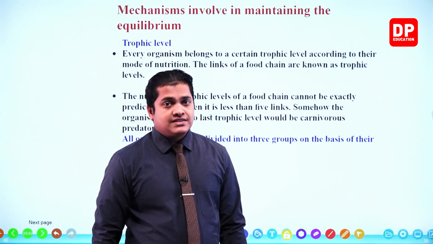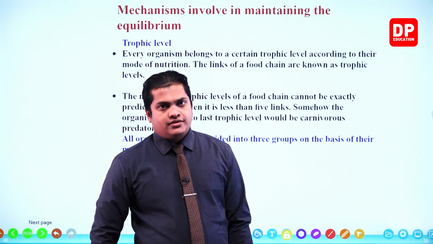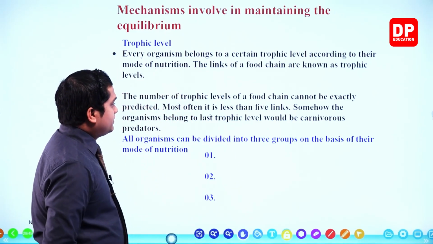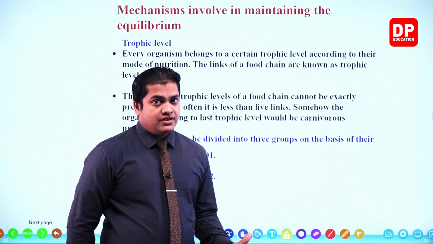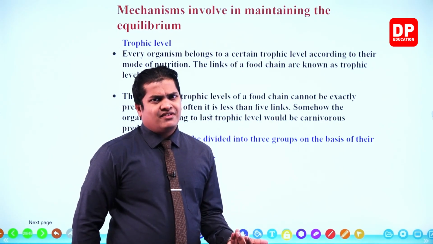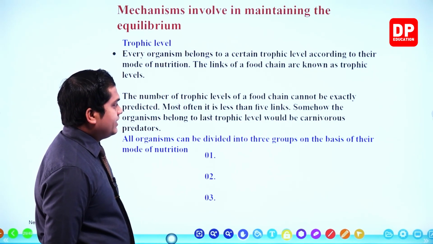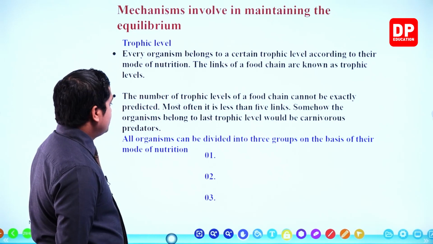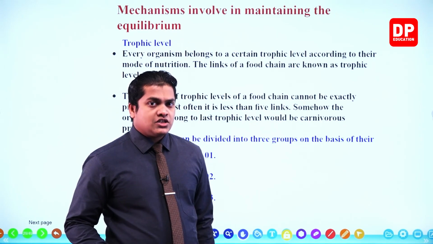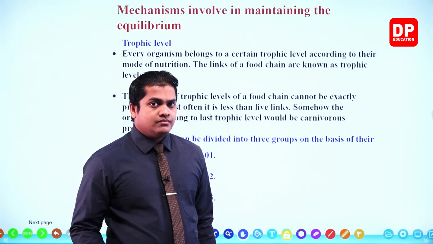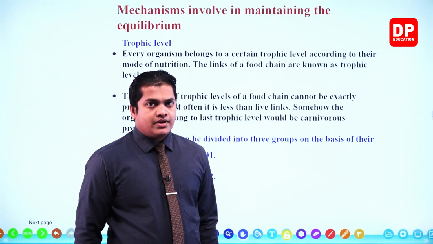We won't be able to exactly predict how many trophic levels there are in a certain food chain. Most often it is less than 5 links. Somehow the organisms belonging to the last trophic level would be carnivorous predators. So however, my dear children, the last organism can be a carnivorous predator.